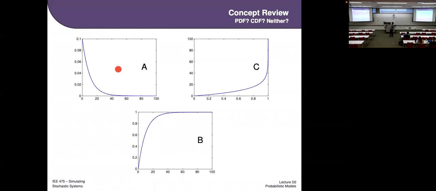How many people think A is... online, you can just put in the chat, whether you think A is PDF, CDF, or neither. And in class, just as a show of hands, how many people think A is a probability density function, PDF? Anybody? How about a CDF? How about neither? There's a bunch that say neither. Anybody brave enough to say why you said neither? What's wrong about this, if anything? I see a couple of PDFs online.